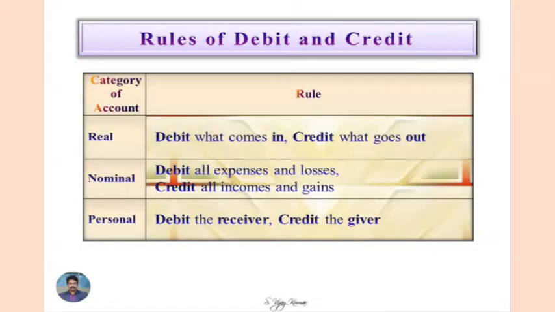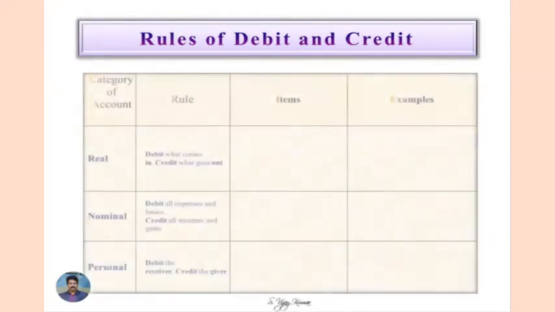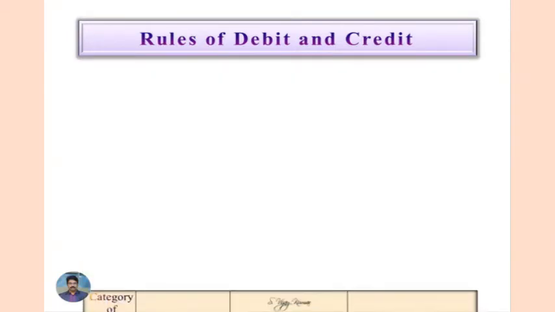So let us see the rules. Debit and credit rules for real account: debit what comes in and credit what goes out. Nominal account: debit all expenses and losses, credit all incomes and gains. Personal accounts, we are having people, persons: debit the receiver, credit the giver. So the rule is very clear.